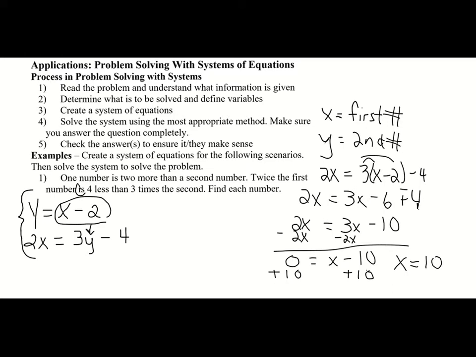All right, so we know what x is. We've got to find y. So let's plug in our 10. So we're going to do y is equal to 10 minus 2, or y is equal to 8. So in this case, our two solutions are x is 10 and y is 8.